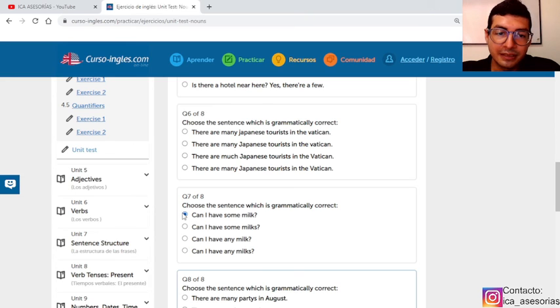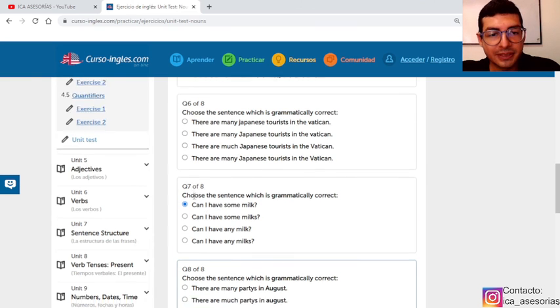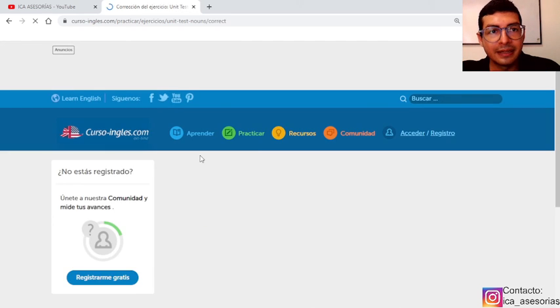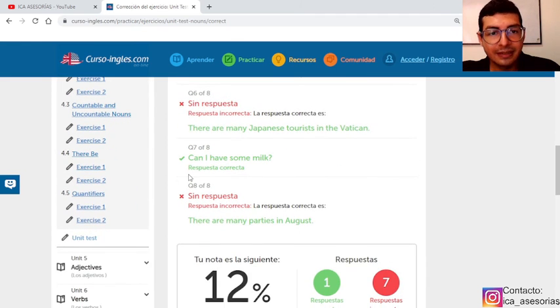Can I have some milk is the correct one because milk is uncountable and you don't add s. So both the second one and the fourth are incorrect because you can't add s to express milk in plural. Can I have any milk is not usual to hear. So let's check it. Remember, number 7. Let's click on Resolver and check number 7, and it's correct.